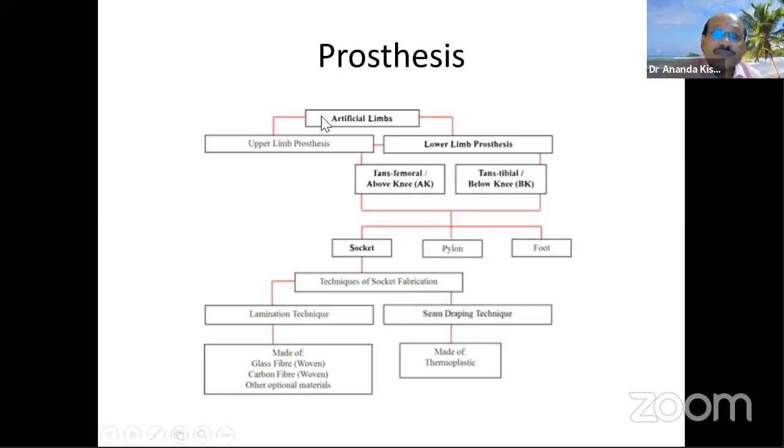Now prosthesis, artificial limbs: upper limb prosthesis or lower limb prosthesis. I already told you it may be transfemoral or transtibial. What are the basic parts? It may be the socket, the pylon, or the foot. Socket fabrication techniques can be divided into the lamination technique or the seam draping technique. The seam draping technique is basically a thermoplastic technique. It's a modern variety, very light, and the compliance is very good. On the other hand, the lamination technique can be used for very hefty patients with the help of glass fiber or carbon fiber, which is very light, almost equivalent to the thermoplastic variety, and other optional materials.